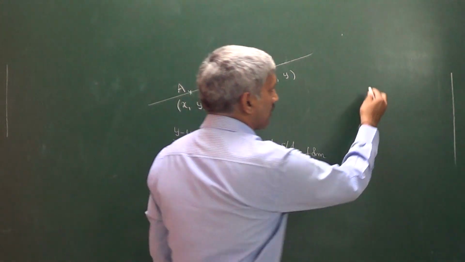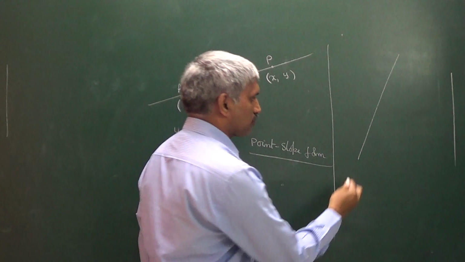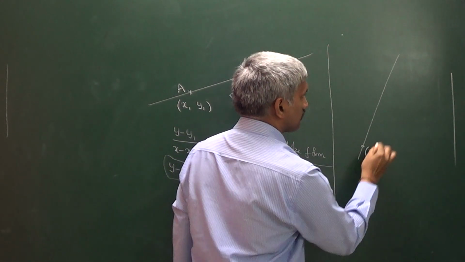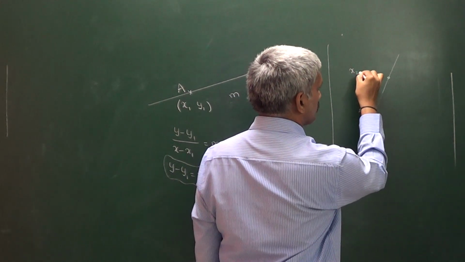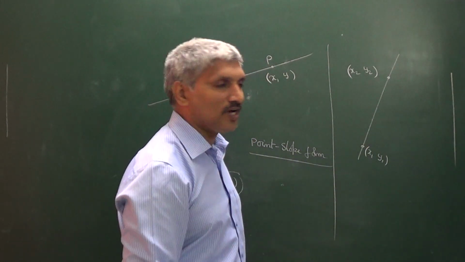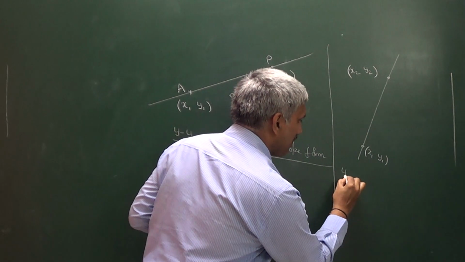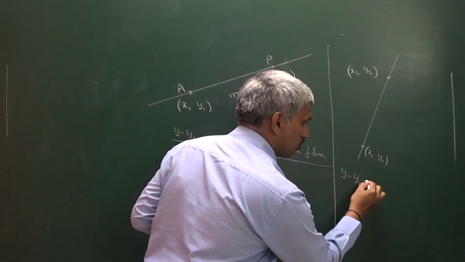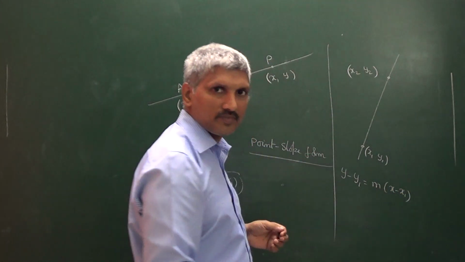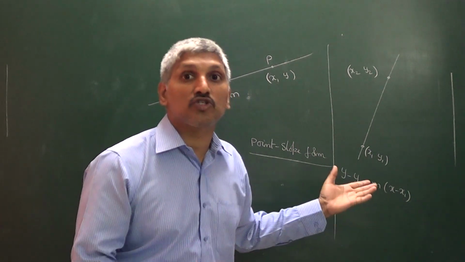Next I am going to find another one. When 2 points are given, this point is (x1, y1) and this point is (x2, y2). We want to find the equation of a line passing through these 2 points, right? As we know, y minus y1 is equal to slope into (x minus x1). That is the equation of a line passing through the point (x1, y1) with slope m.